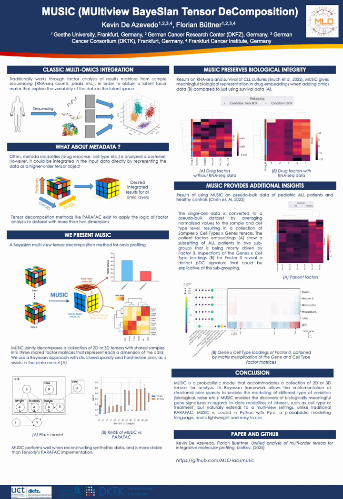Now that we have baked the metadata inside the input, how do we use it to strengthen the explanatory power of our model? There are methods called tensor decomposition methods to analyze such objects. And that's from where we went on to develop MUSIC, standing for Multi-View Bayesian Tensor Decomposition. Given a collection of 2D or 3D datasets showing common samples, MUSIC is capable of decomposing the dataset into a set of 3 shared latent factors called factor matrices that explain most of the variability in the data.